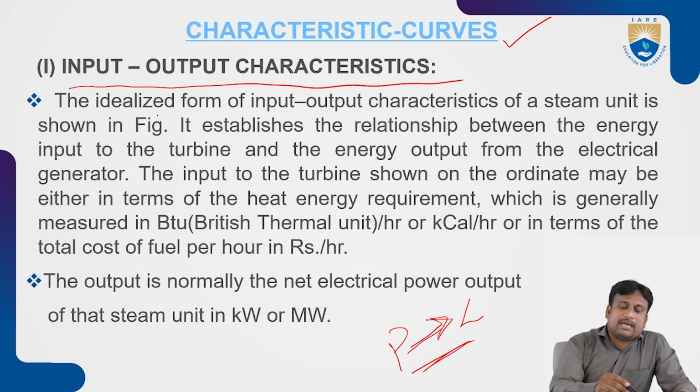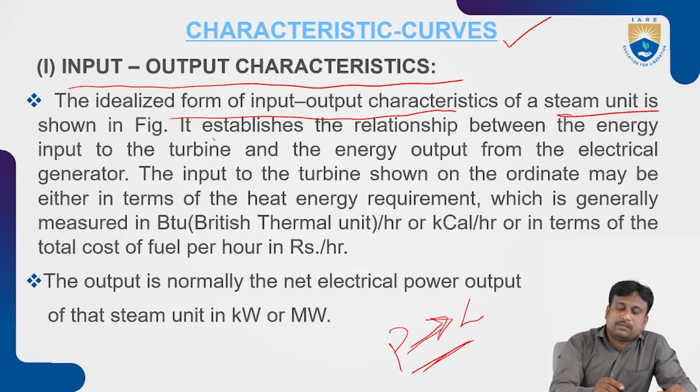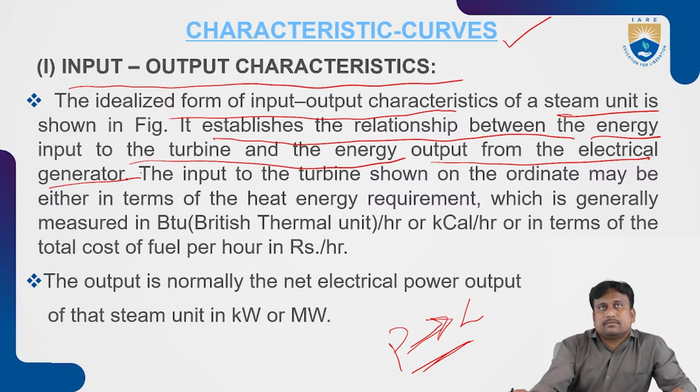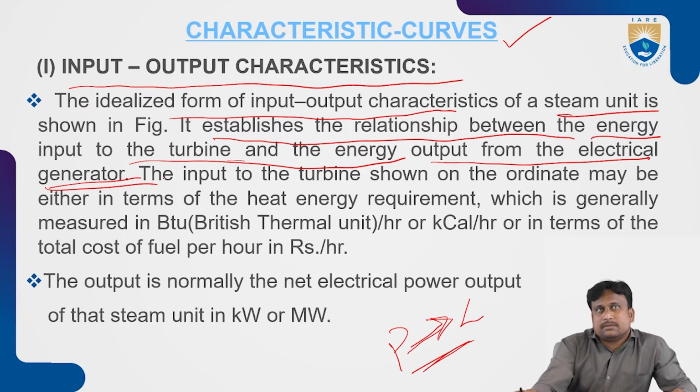The idealized form of the input-output characteristic of a particular steam unit, that means a thermal unit, is considered for better explaining the characteristics that we will see in the next case. It establishes the relationship between the energy input to the turbine and the output from the generator. So the relation for input and output characteristics is between the turbine and the electrical generator.